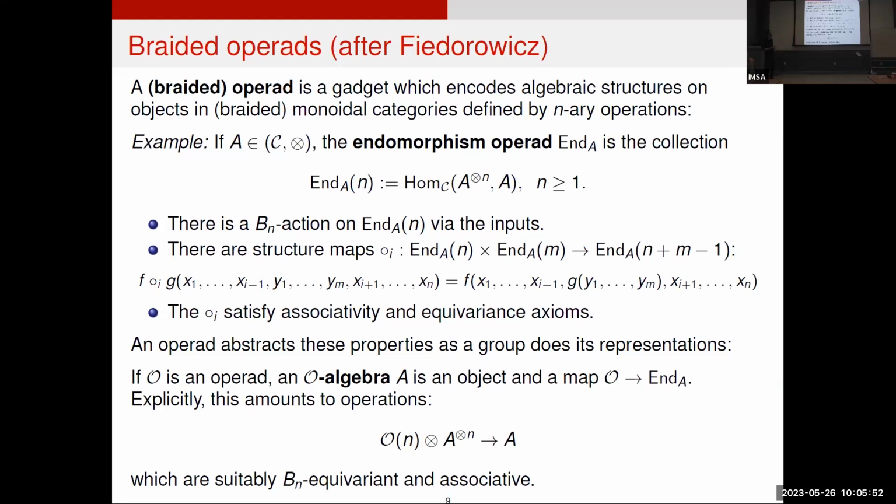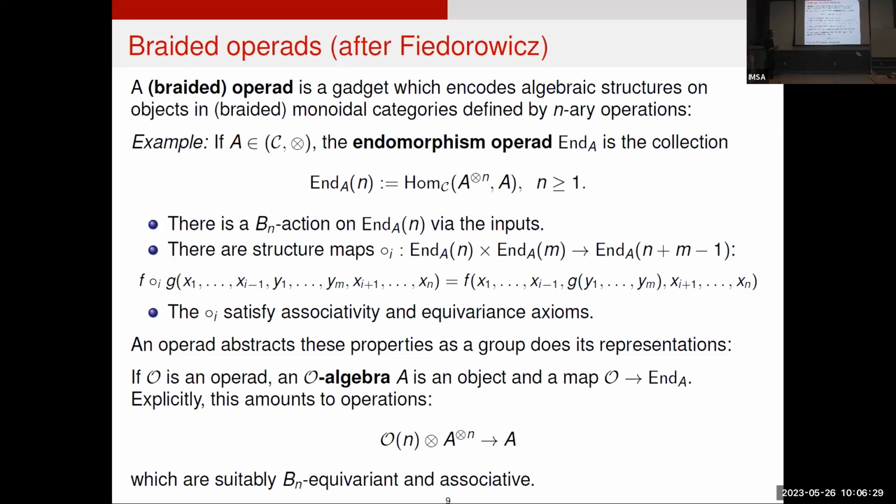Our tautological example is the endomorphism operad of an object A in my braided monoidal category. The nth term of this guy is the set of maps in my category from the nth tensor power of A to A itself. And what does it come with? There's an action of the braid group on A tensor to the n, so there's a resulting action of the braid group B_n on the nth term of the operad. And there are various structure maps which allow me to compose maps within maps.